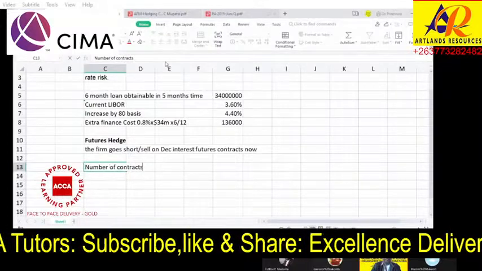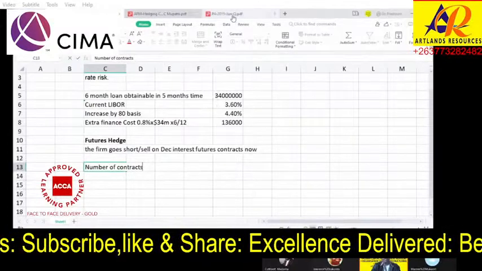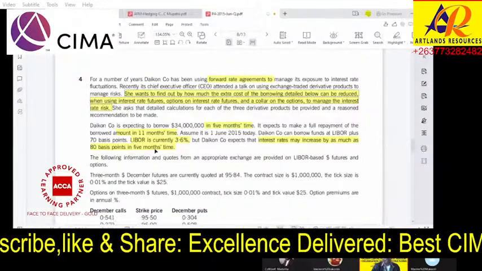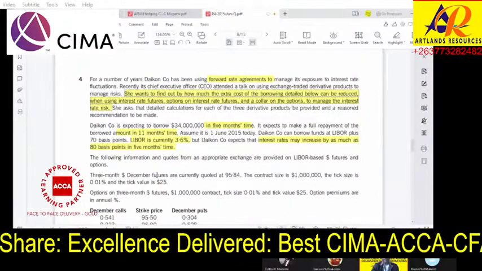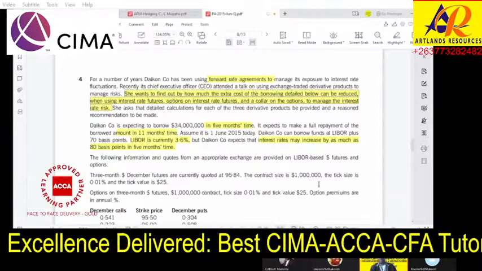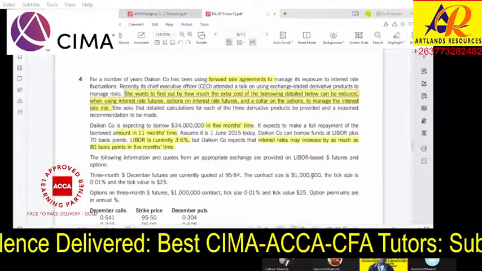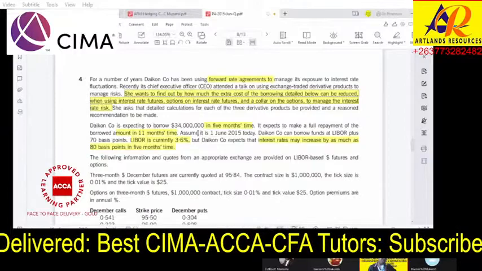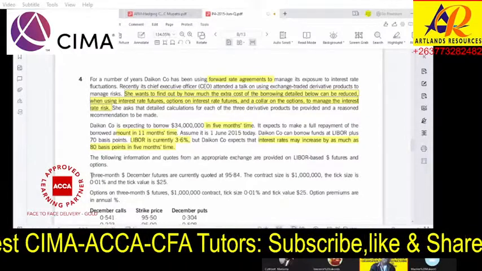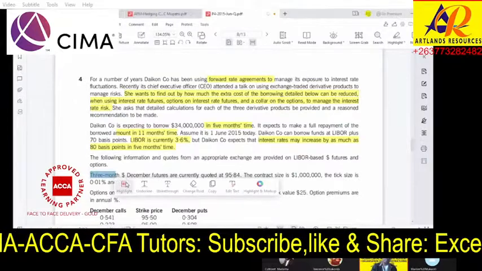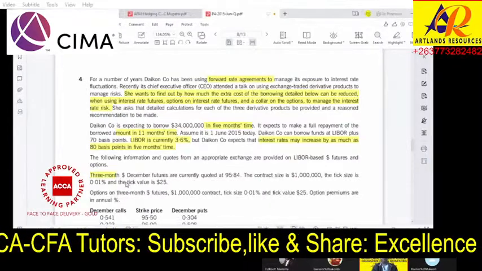Number of contracts. It's 34 million in December contracts. Notice, we are told that the 3 month December futures contracts have a contract size of 1 million and you want to borrow 34 million. But 34 million is a 6 month loan and these are 3 month December contracts. So you roll them over.